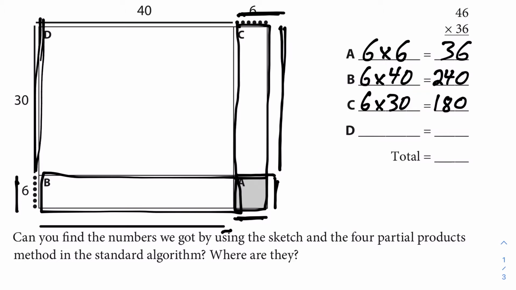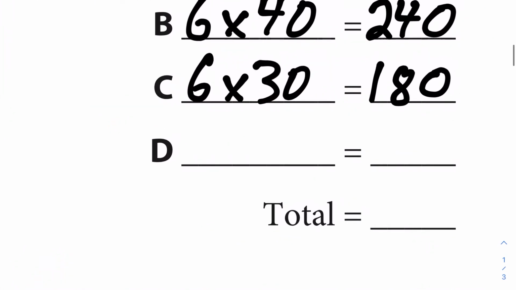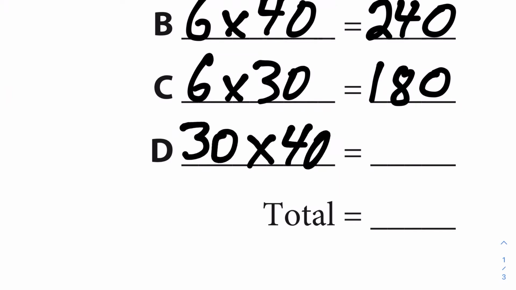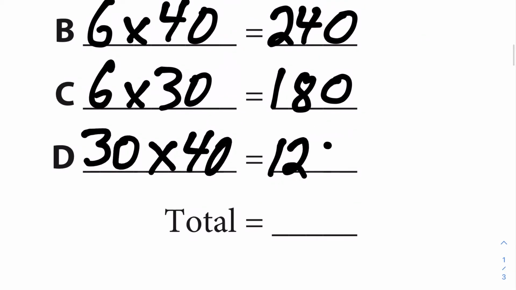So we've got 30 by 40. 3 tens by 4 tens. 30 by 40. And so I'll write 30 by 40. 3 times 4 is 12, but I've got a couple extra zeros there. 30 times 40 is 1,200.